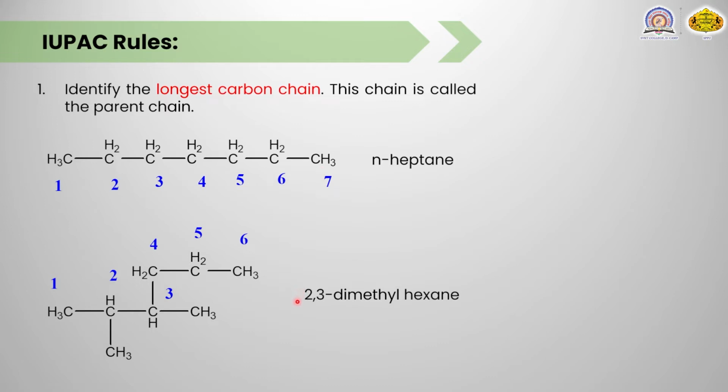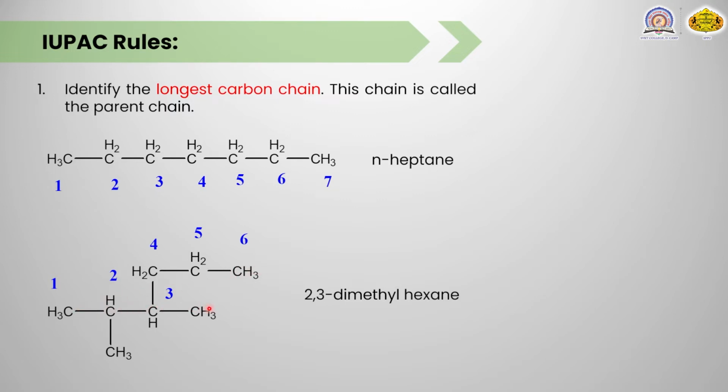In the second example, which is 2,3-dimethyl hexane, having a branch-like structure, we have to select the longest chain. The carbon numbers are given as 1, 2, 3, 4, 5 and 6. If we select this other chain, 1, 2, 3, 4, it has a minimum number of carbons. So in this chain we get 6 carbons, and in this case we get 4 carbons.